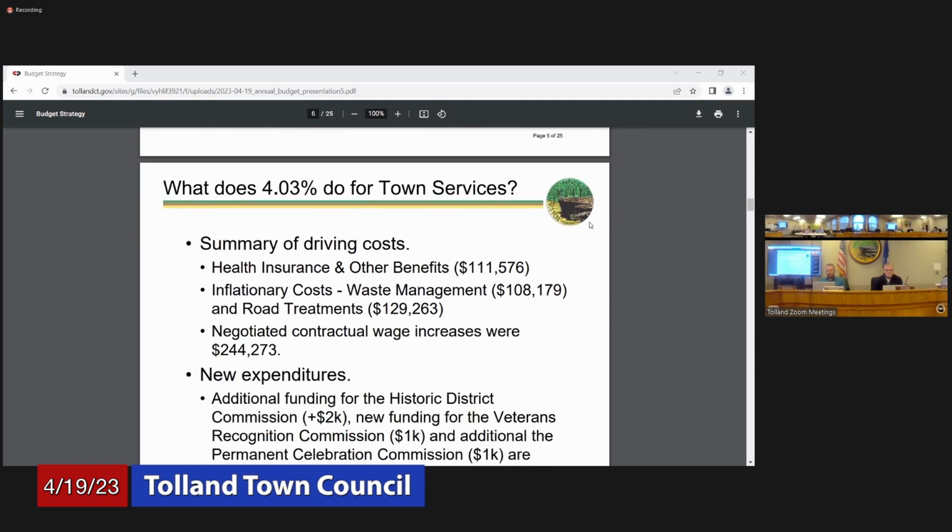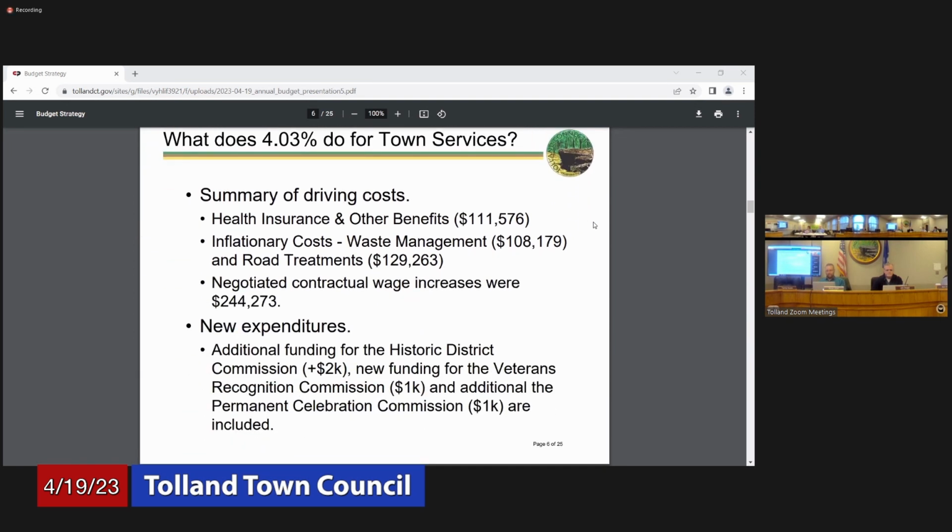So what does the 4.03% do for town services? Some of the driving costs were health insurance and other benefits at a tune of about $111,576. Inflationary costs, waste management, and road treatments were 2 other high drivers with $108,000 and $129,000 respectively. And negotiated contractual wage increases were roughly $244,273. Proposed in the town manager's budget included additional funding for the historic district at $2,000, new funding for the Veterans Recognition Commission at $1,000, and an additional $1,000 for the Permit Celebration Commission.